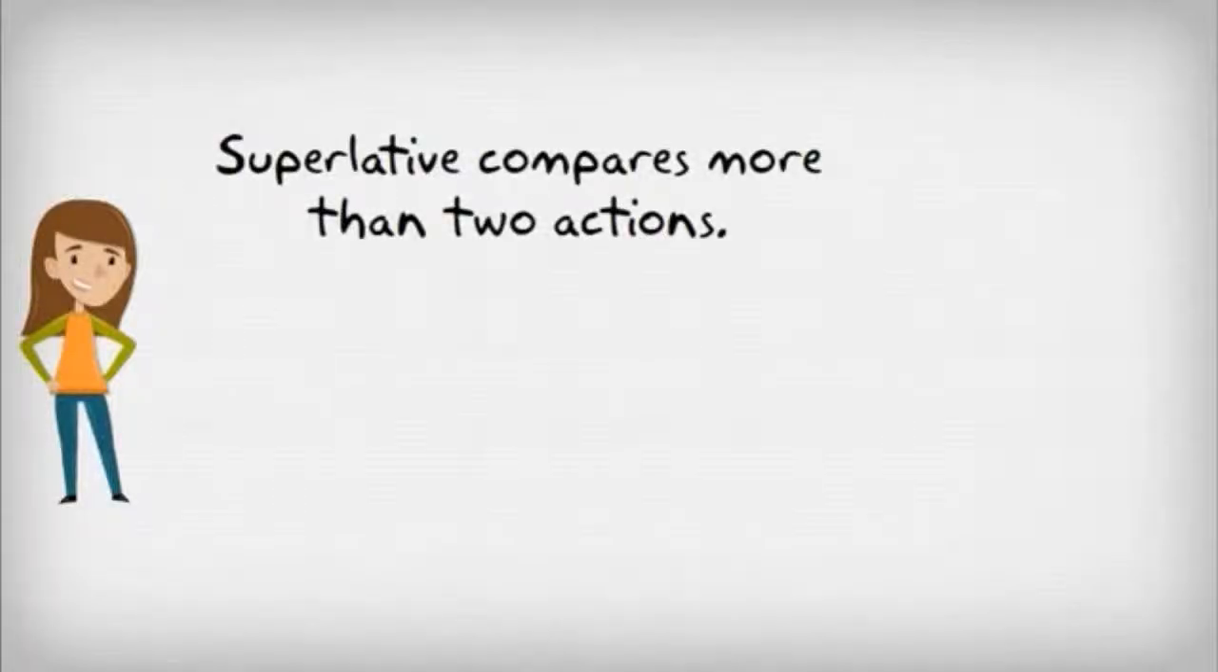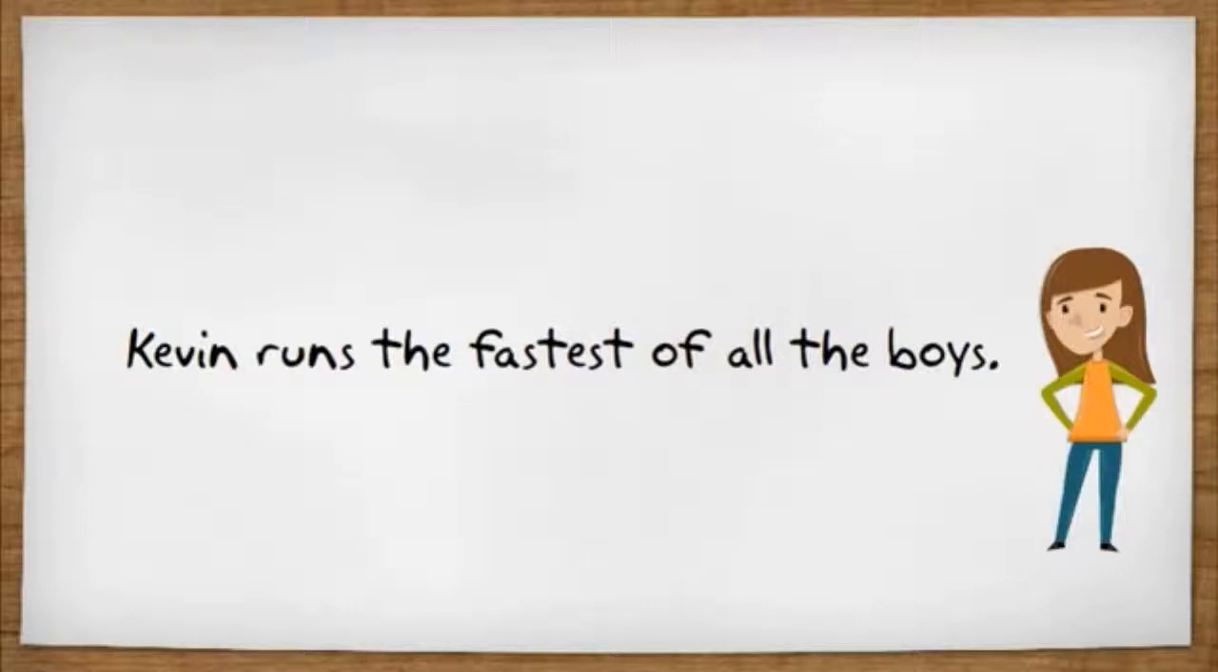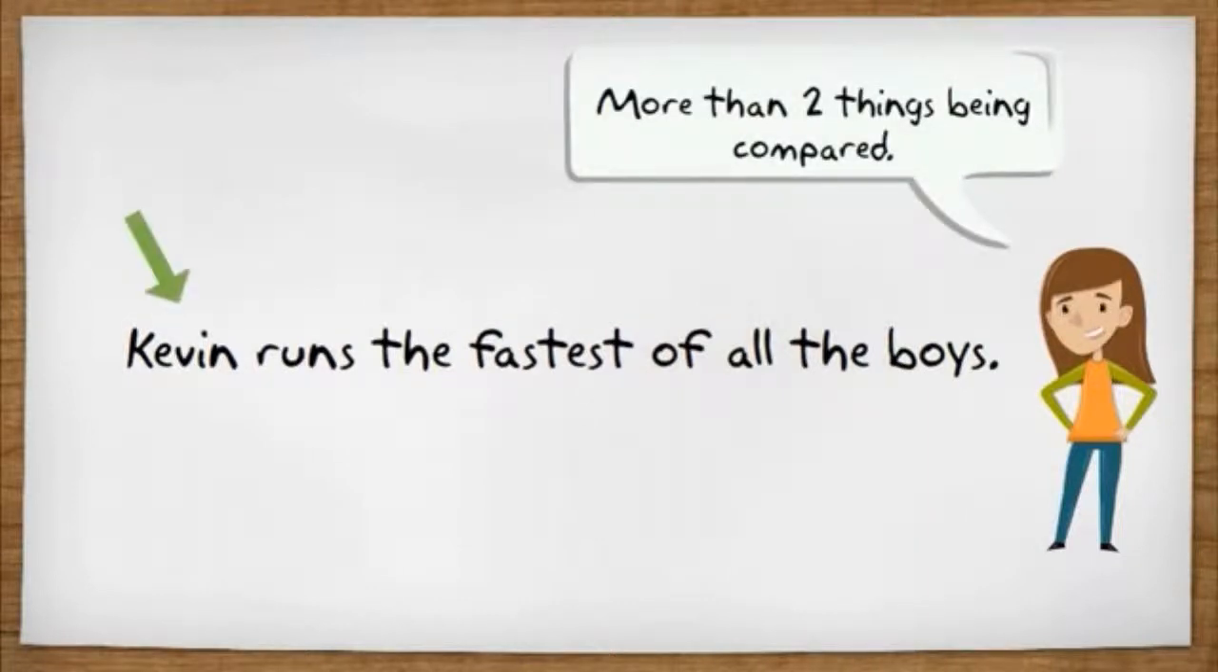A superlative is a form of an adverb that compares more than two actions. For adverbs of only one syllable, add est to form the superlative. For example, Kevin runs the fastest of all the boys. There are more than two things being compared. There's Kevin, and then there are all of the boys. The key word is of all, meaning multiple.